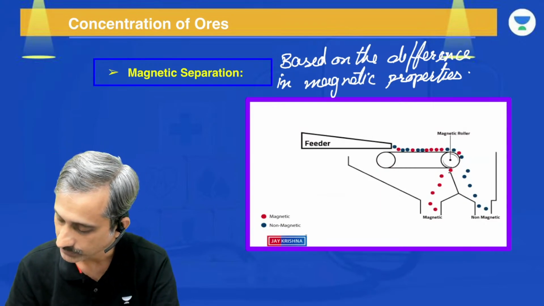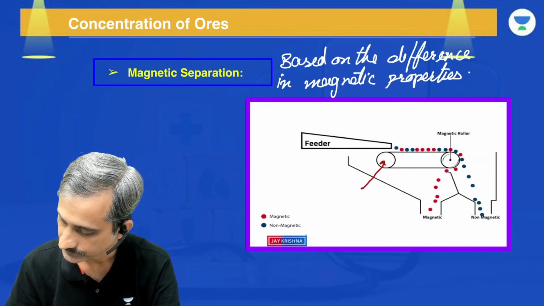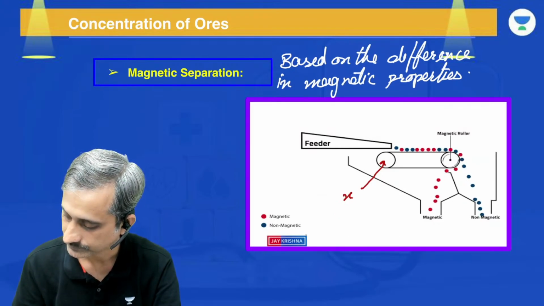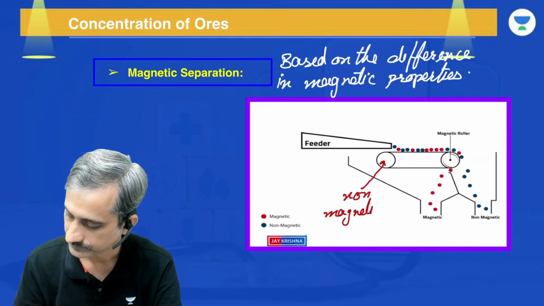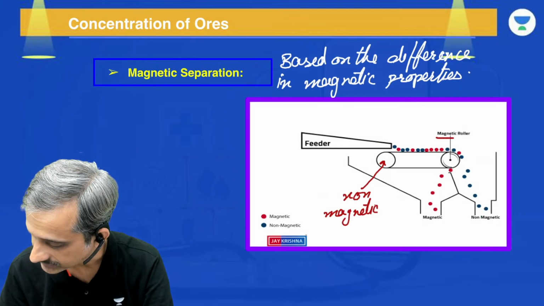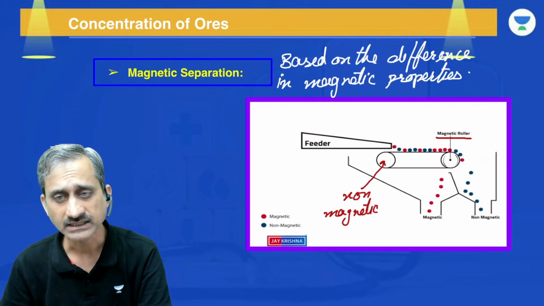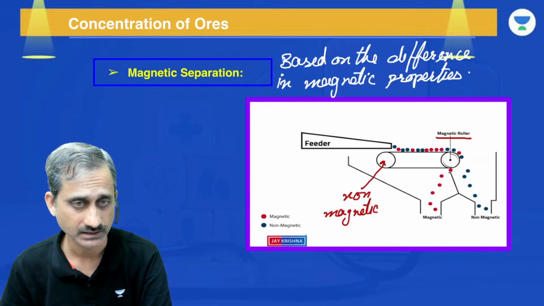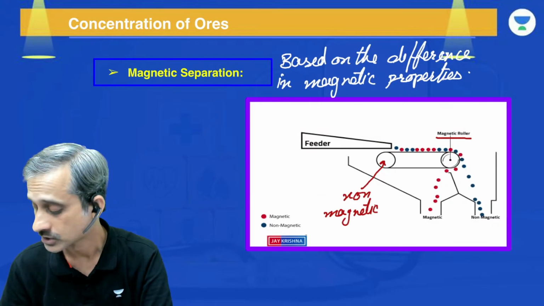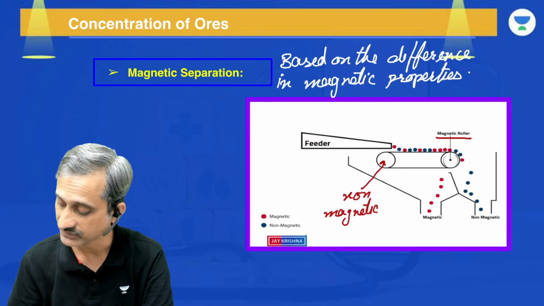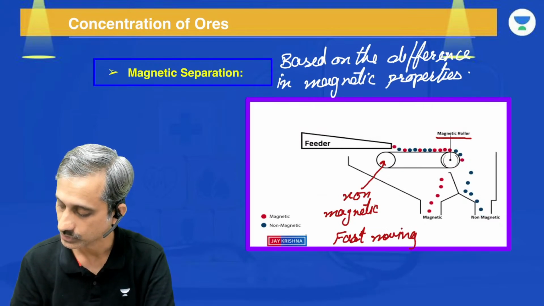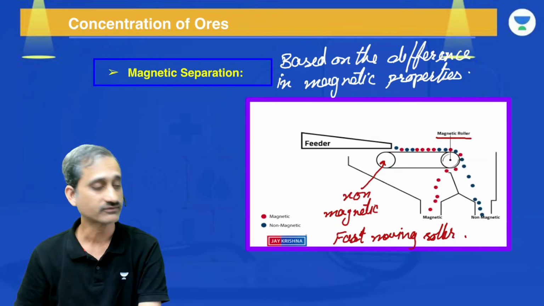Now, when we talk about this particular roller, this roller is non-magnetic. Now, this roller is magnetic. Out of that, the red particles are magnetic particles, while these green or blue particles, whatever that might be, are non-magnetic. So non-magnetic particles, since this roller is a fast moving roller, this roller is moving quite fast.